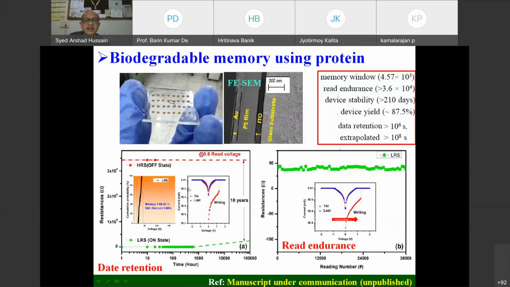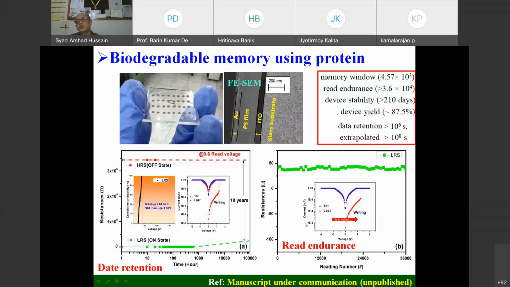And an interesting thing is that we have seen that once the device is in low state, it can retain its low state up to 10 years. We studied it up to 10 to the power 6 seconds, that is almost close to 1000 hours experimentally. Then we applied some kind of extrapolation, and we have seen that almost 10 years it can retain the stored information, which is a very good period to have real practical application of such systems. Then we studied the read endurance.